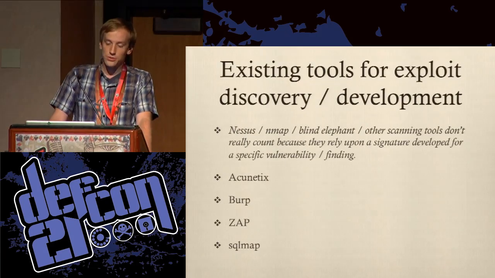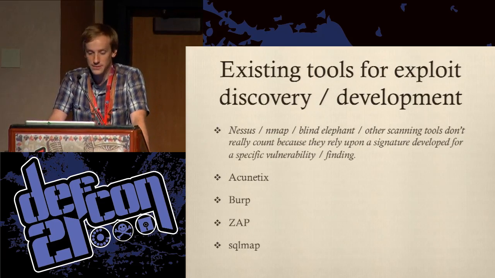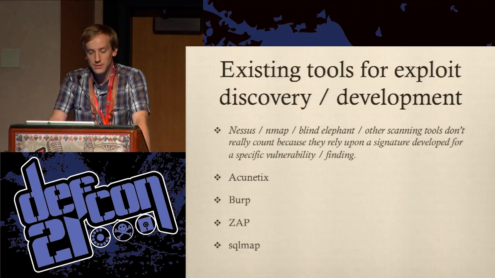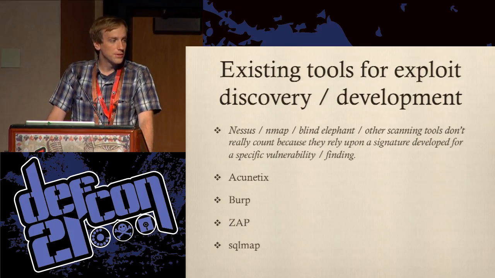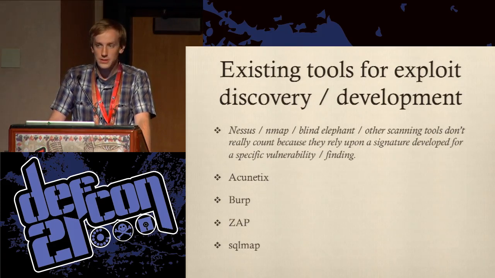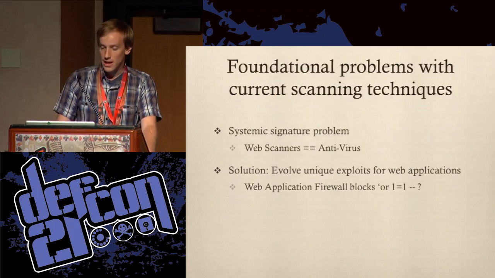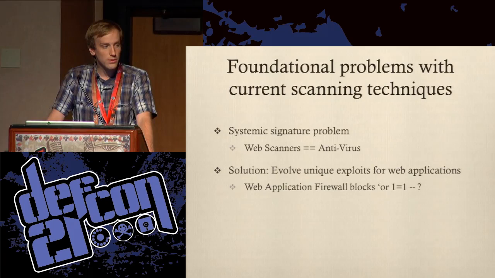And there's a number of really good tools out there for exploit discovery and development. And I use Acunetix, Burp, Zap, and SQL Map very frequently, and they're all fantastic tools. But I realized running some of the other tools like Nessus, Nmap, other scanning tools, that there's this problem. There's this very big similarity with an existing industry. And it's a fundamental problem with web application scanners as we know it today.